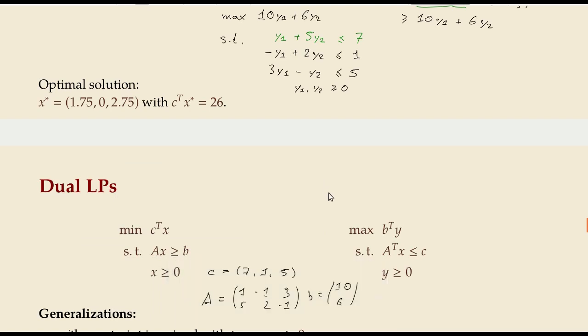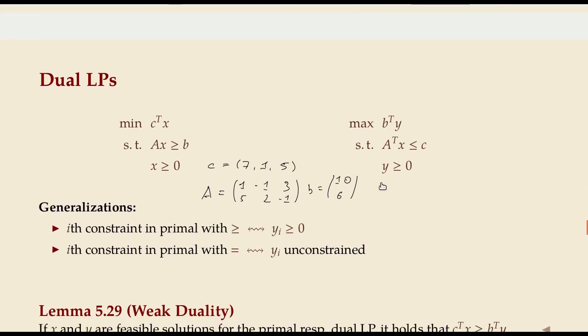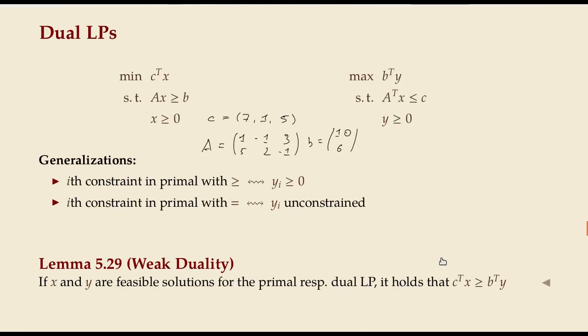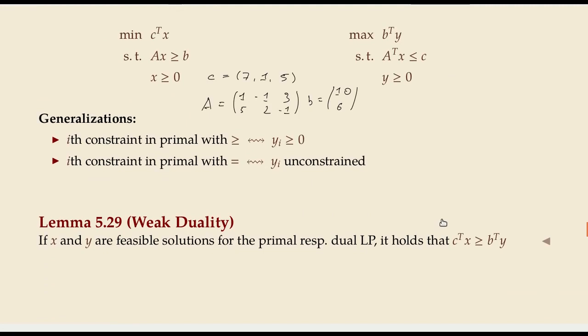And then if you just compare, B is 10, 6 as predicted, C is 7, 1, 5 as we wrote it down here, and A transposed is 1, 5, 1, 5, -1, 2, 3, -1. So this easily checks out. And this might be the version you can easily memorize superficially, but I guess this one sticks even better because you understand what's going on.